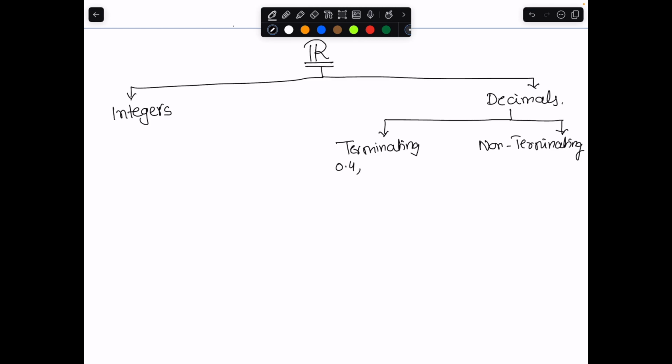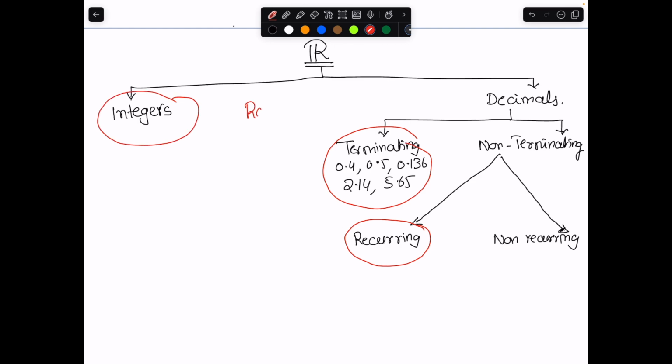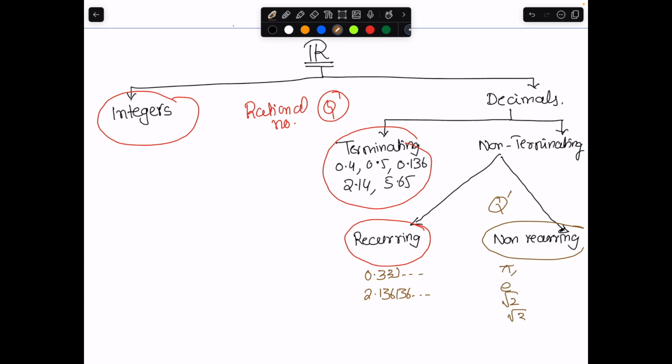Terminating, as I said, would be 0.4, 0.5, 0.136, or 2.14, 5.65. The numbers which are terminating simply mean the decimal terminates. Non-terminating can be further classified into 2 major categories: one is recurring, and one is non-recurring. We have said that all of these numbers are rational numbers, which is Q, while the others in this category are irrational numbers. And we have discussed it: 0.333 is a rational number, 2.136, 136 is also a rational number, whereas pi, e, root 2, root 3 are all irrational numbers.